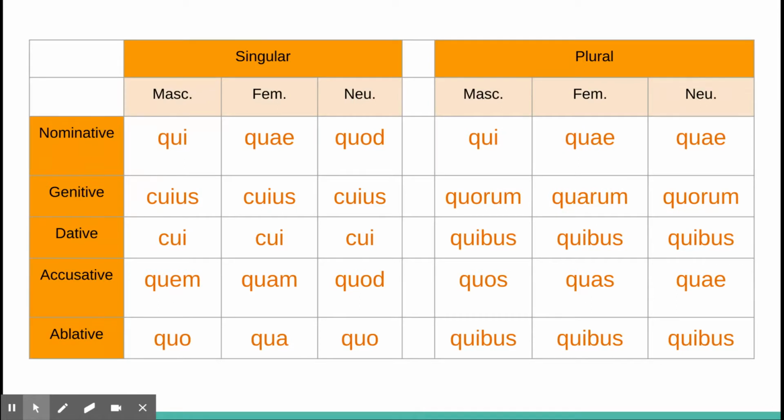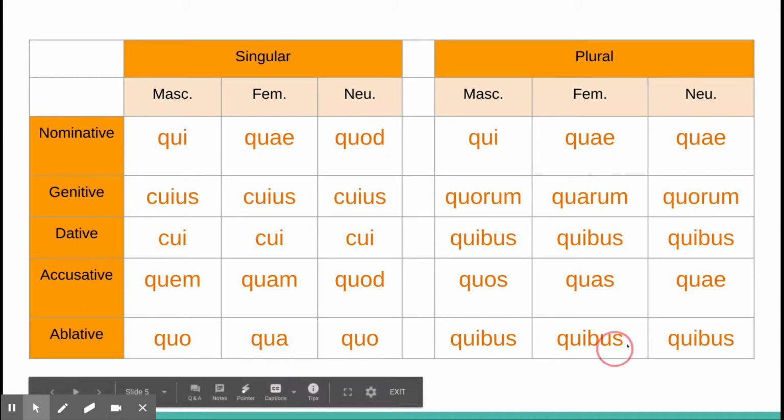So let's look at this chart. It is all the same word. It is a form of qui, quae, quod. Qui being the masculine, quae being the feminine, and quod being the neuter. So if you want to save yourself some time, I would definitely write these down so you don't forget them.